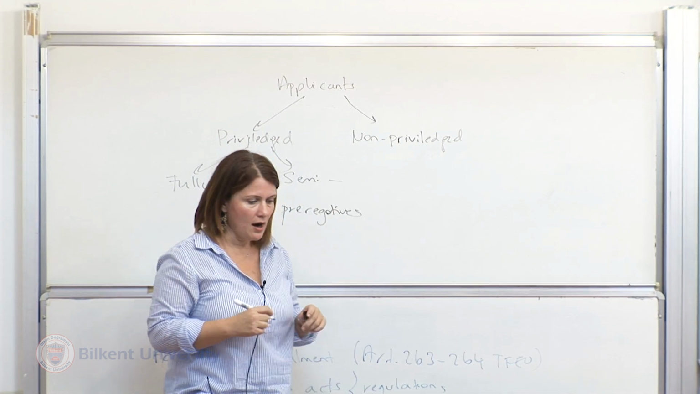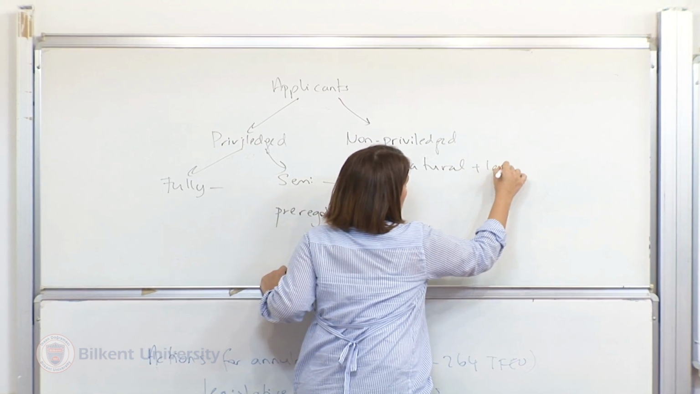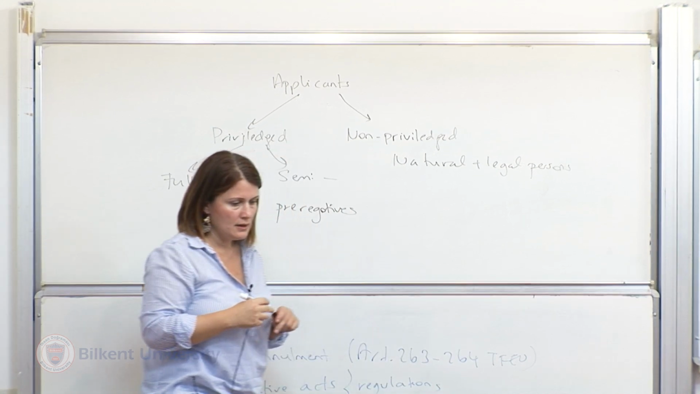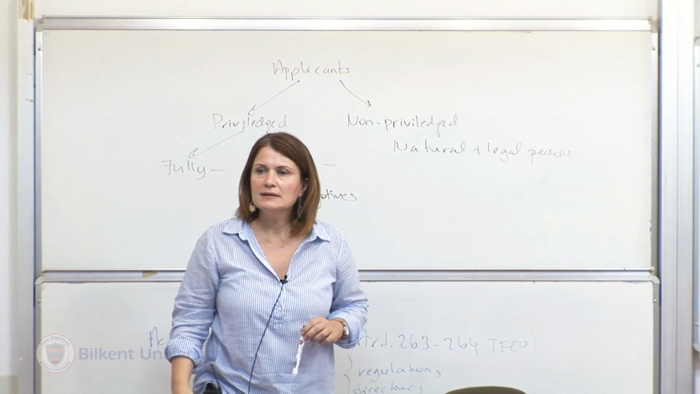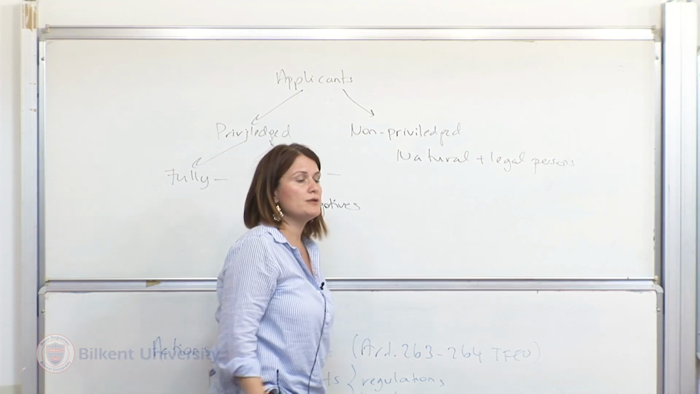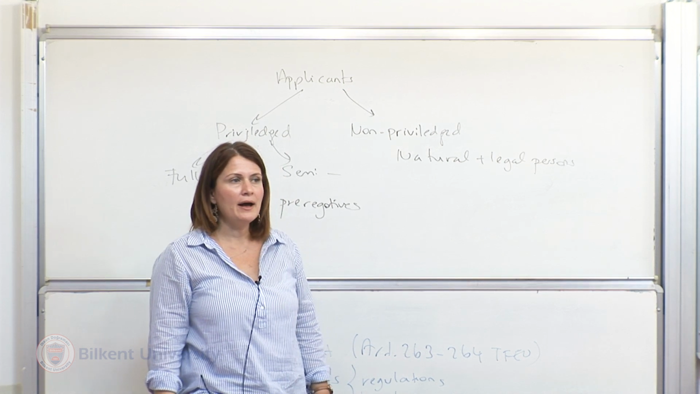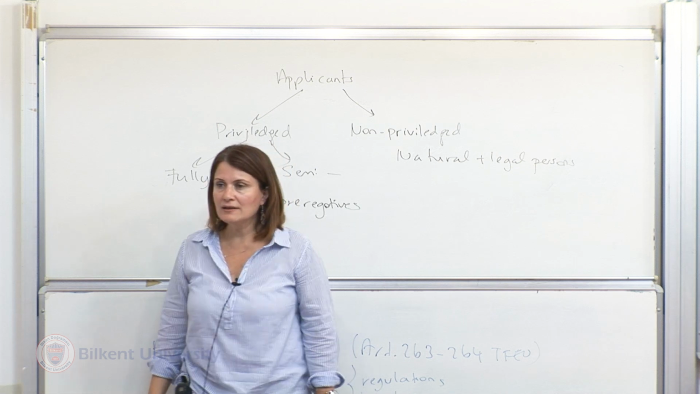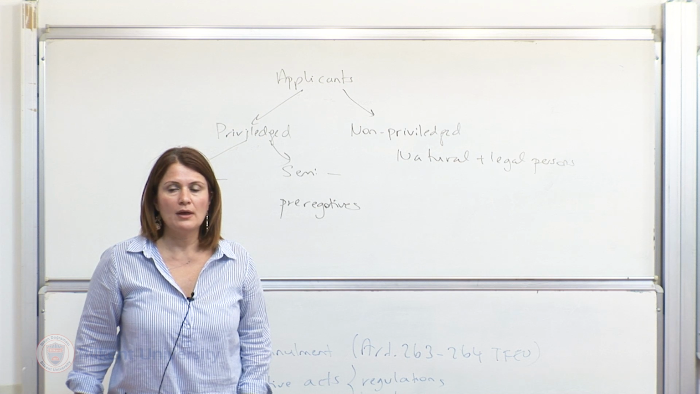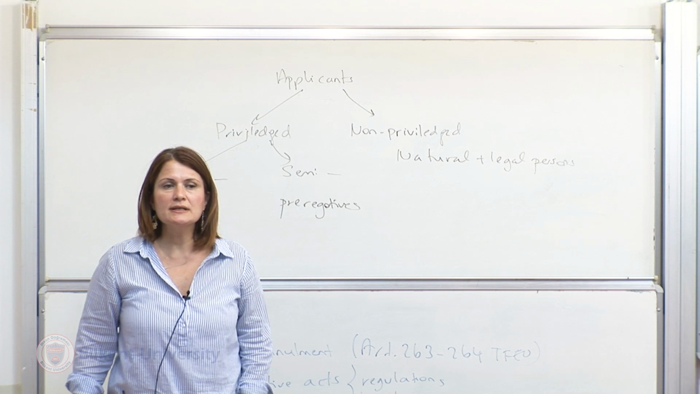Non-privileged applicants are the natural and legal persons. They may start the proceedings, they may apply to the court in different situations. For example, they may apply against an act which is addressed to them.